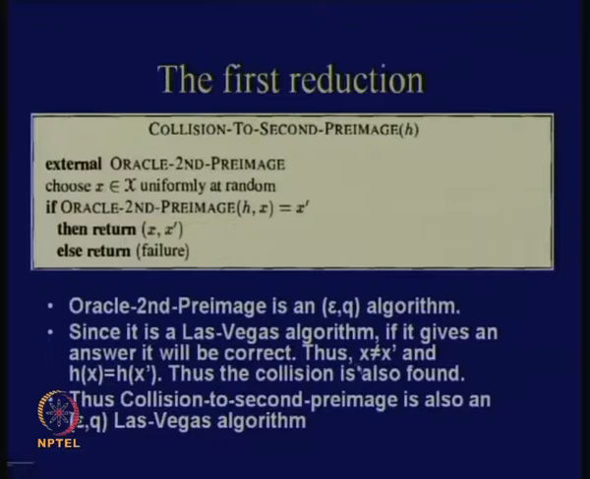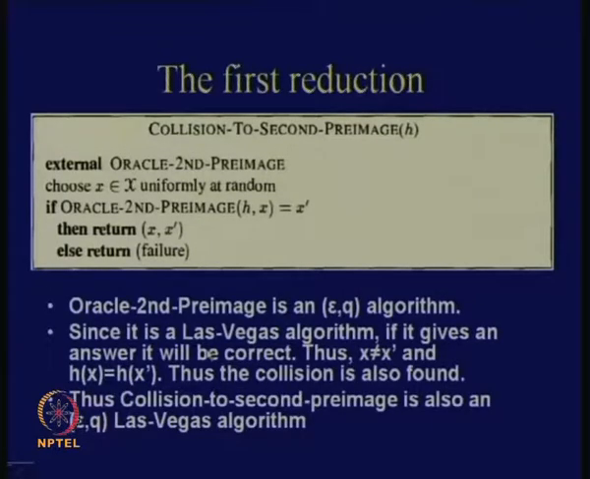In this case, if your second pre-image oracle is an epsilon comma q algorithm, then your collision algorithm obtained from the second pre-image problem is also an epsilon comma q Las Vegas algorithm. Using the same q number of queries, because you have not made any extra query here, and with the same probability, you can solve the collision problem also. So this shows that collision resistance implies second pre-image resistance.